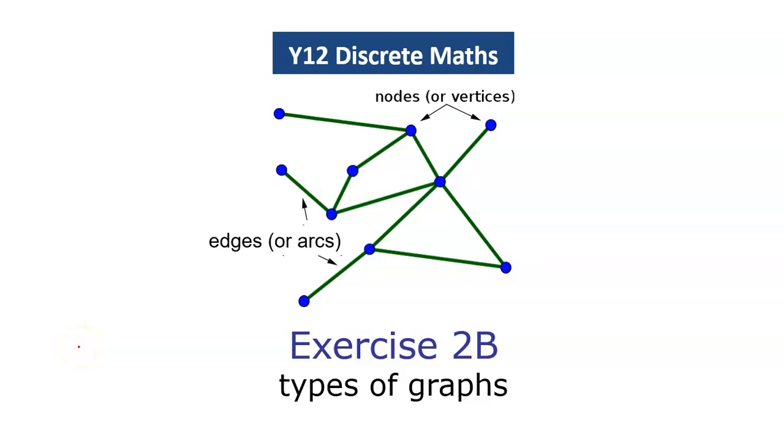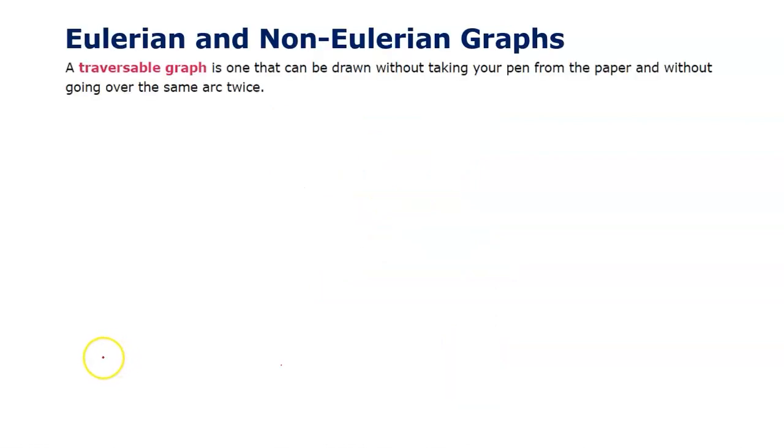Hello there, this is exercise 2b. We're looking at graph theory again, which we started looking at in exercise 2a, so hopefully you've looked at that already. In exercise 2a we looked a little bit at what would be called traversable graphs, and you might remember the Leonhard Euler Königsberg bridge problem. I suppose this is similar to that kind of idea.